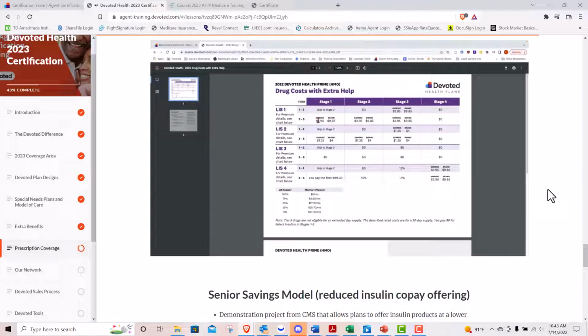Now, if someone is taking a tier 4 prescription, let's say, then the cost would be determined based on whether it's a generic or a brand name drug. And again, you can see based on each level. So you want to know 1, 2, 3, or 4 to be able to properly use the chart. Down at the bottom here, it does tell you what their premium would be for the plan based on their level of low-income subsidy, 100%, 75%, 50%, or 25%.